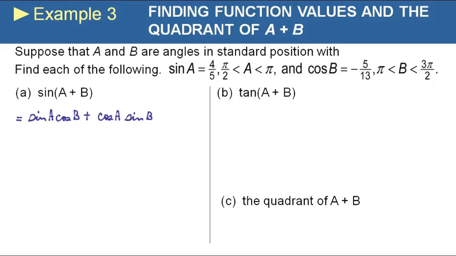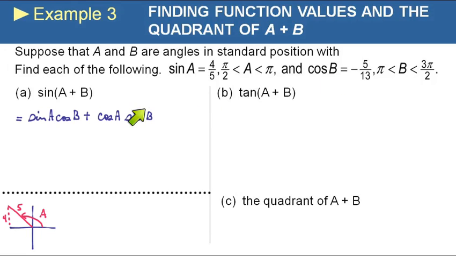Now, they gave us the sine of A, and they gave us the cosine of B. These other two values here we'll have to find. So down here I'm working on angle A. I know that angle A is in quadrant 2. I know that the vertical side is 4 and the hypotenuse side is 5. So the horizontal side must be 3. Now we're going to be able to find the cosine of A.